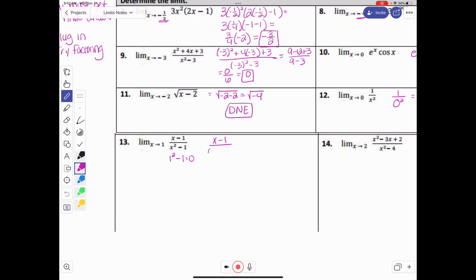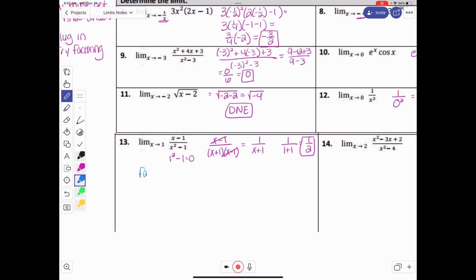X squared minus 1 is a difference of perfect squares. So if we factor this, x plus 1, x minus 1, the top and bottom cancel out. So then that turns into 1 over x plus 1. Now let's plug in our 1. So if I plug in 1 now, I have 1 over 1 plus 1, which turns into 1/2. So 1/2 is our limit.